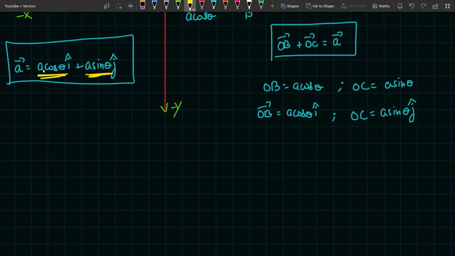Magnitude of vector A is A. So therefore, how do we find the magnitude of the vector A if I know the x component and the y component? So this is the x component and this is the y component. Let us call these ax and ay. If I know ax and ay, how do I find A?